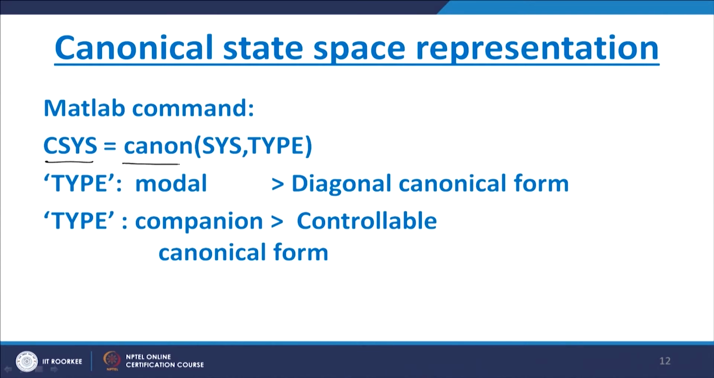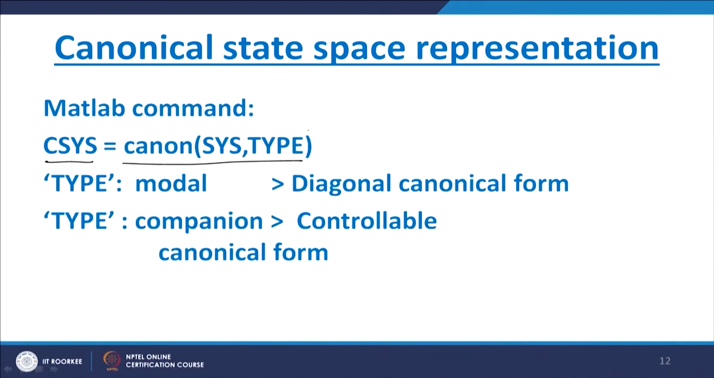Now, about the canonical state space representation. In the earlier part, we have seen different types of transformation, that is controllable canonical form, then controllable observable form, then diagonal form, Jordan form, different types of forms. So, these forms can be determined using MATLAB. There is one command available in MATLAB, that is, CSYS equals canon of SYS, type. This gives you the information about the diagonal form as well as the canonical form, that is controllable canonical form, which we also call companion form.